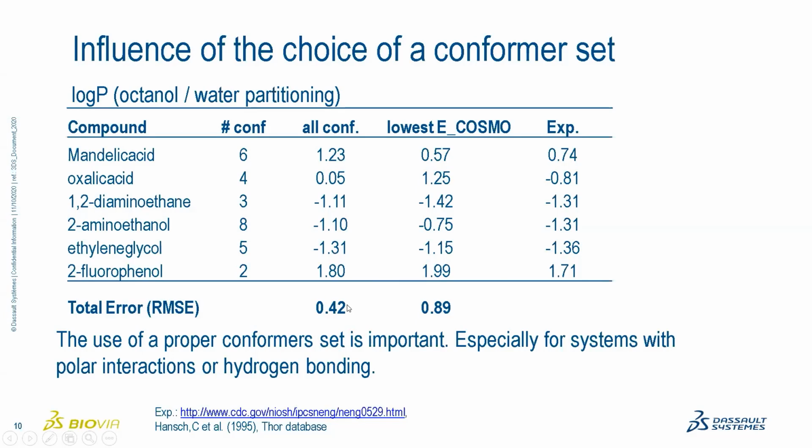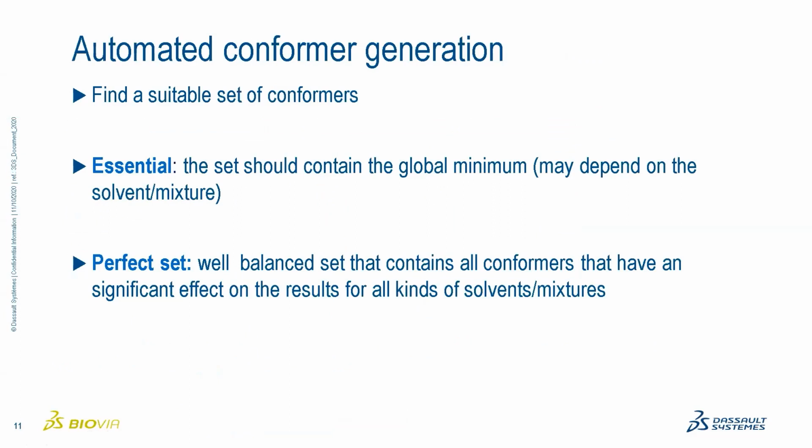Nevertheless, sometimes you have some kind of error cancellation or other effects, and you can see here, for example, that 1,2-diaminoethane works pretty well if you just use the lowest one, right? Even a little bit better than with the full conformer set. But in general, the root mean square error should be smaller if you use a proper conformer set, especially if you have systems with polar interactions and hydrogen bonding.